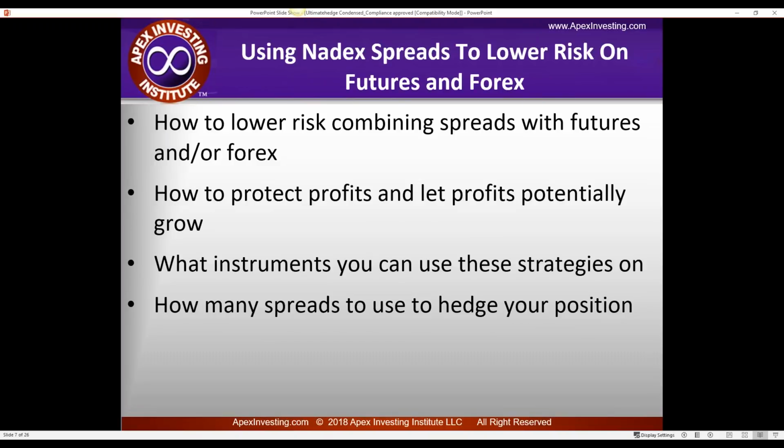So let's jump in. We're going to talk a little bit about how to use Nadex spreads to lower your risk on futures and Forex. Now, we'll build on this some more over time. Today's going to be just a very basic outline for those of you that might be new, to understand how you can utilize this strategy. So let's say you're a futures or Forex trader. You trade futures contracts or spot Forex. We'll talk a little bit about what Nadex spreads are, how they work, how you can utilize them, and what instruments you can use to help hedge those positions, all right?